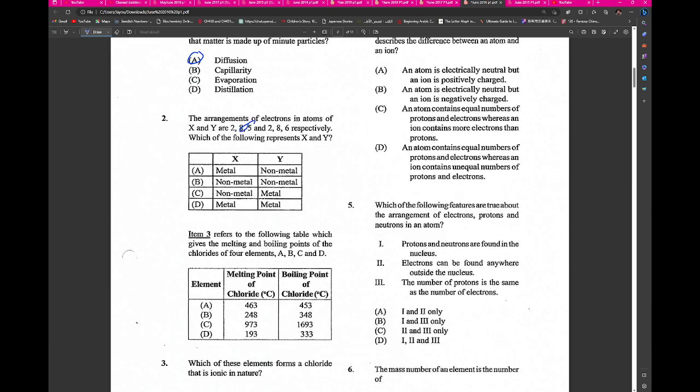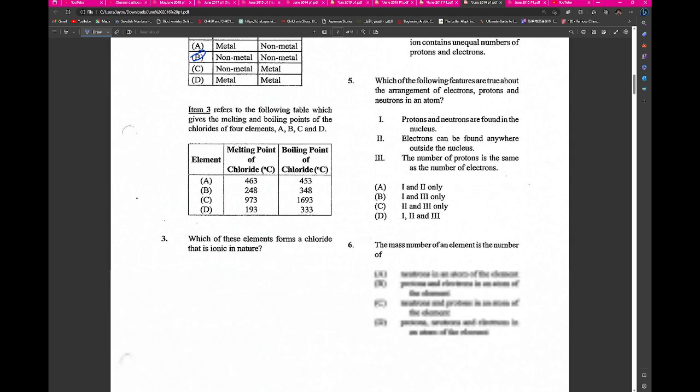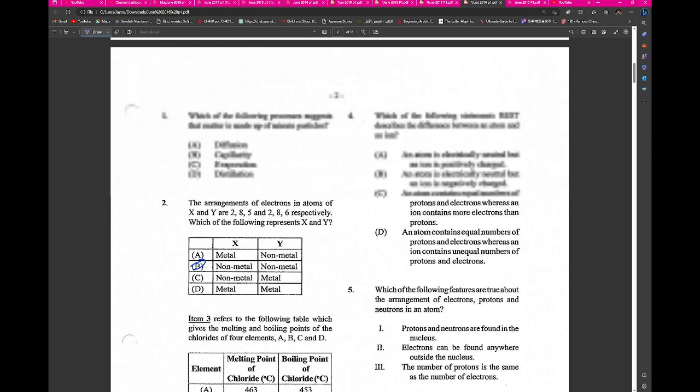Both have the arrangement of electrons in the atoms. X and Y are 285 and 286 respectively. Which of the following represent X and Y? Right? So both would be non-metals. Now, each of these elements is ionic in nature. We looked at this as well. I think that C would be a good answer for this.